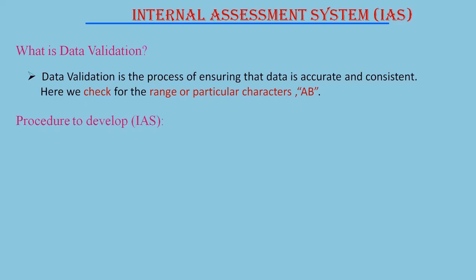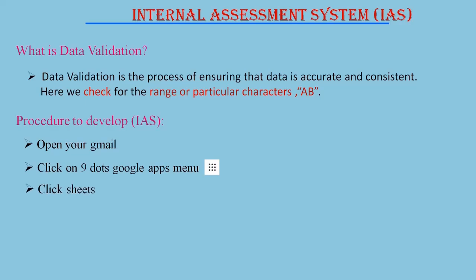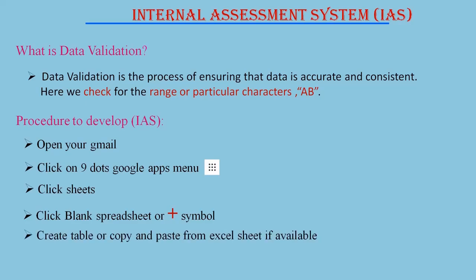Now what is the procedure to develop it? Step by step. Open your Gmail, click on 9 dots, that is the Google Apps menu, click on Sheets, then click on blank spreadsheet or the plus symbol, and then create your own table or copy and paste from an Excel sheet if it is already available. The remaining steps will be shown in the video.